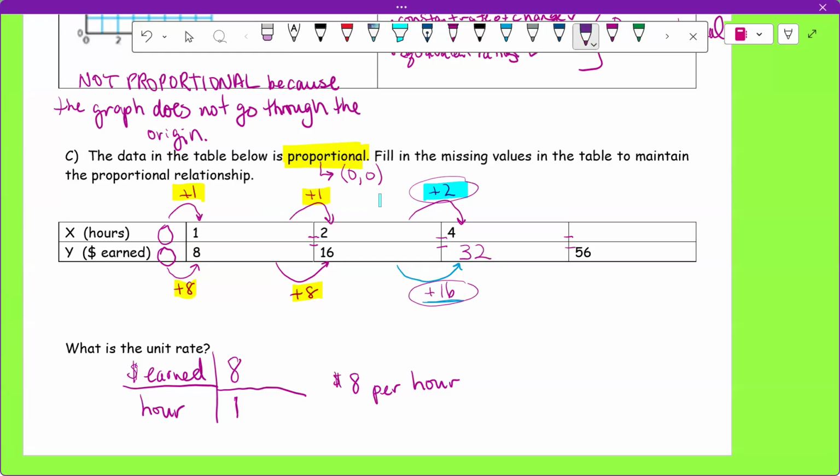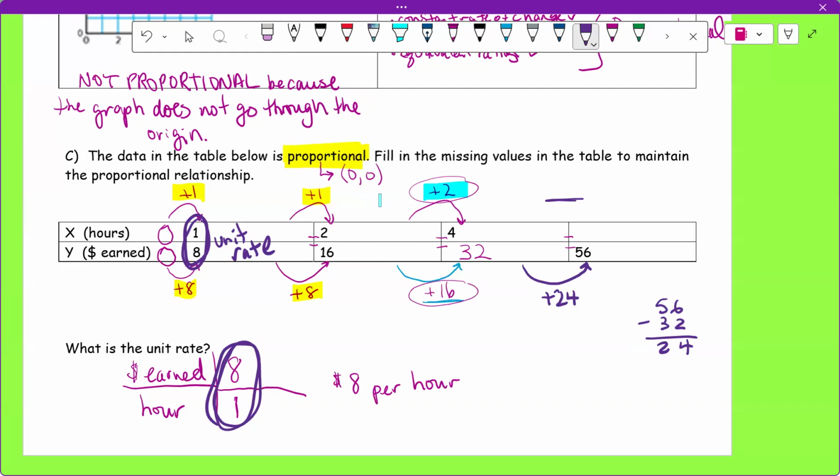Let's try again. So now, what is this distance? What's that rate of change? So we have 56 minus 32. So this is plus 24. Now we know that ratio needs to stay 8 to 1, 8 to 1, because this is our unit rate, right? So we need some value that when we divide 24 by it, it retains that value of 8 to 1. What would it be? Plus 3, exactly, because 24 divided by 3 would give you that 8 to 1 ratio. So then 4 plus 3 is 7. And so now we have filled in our table.